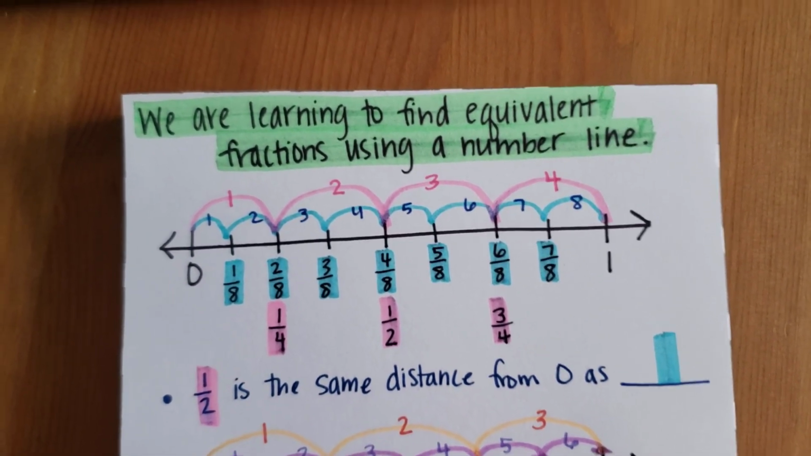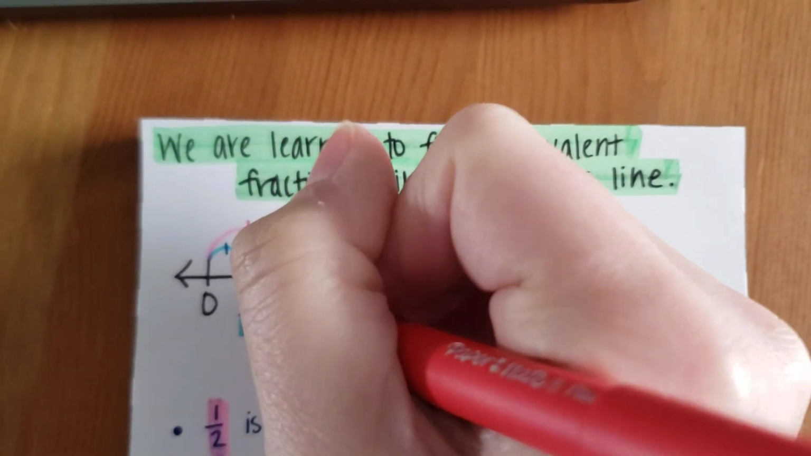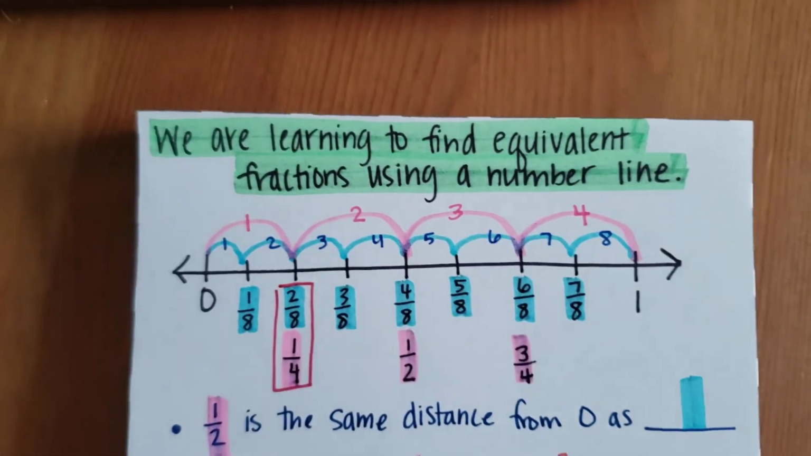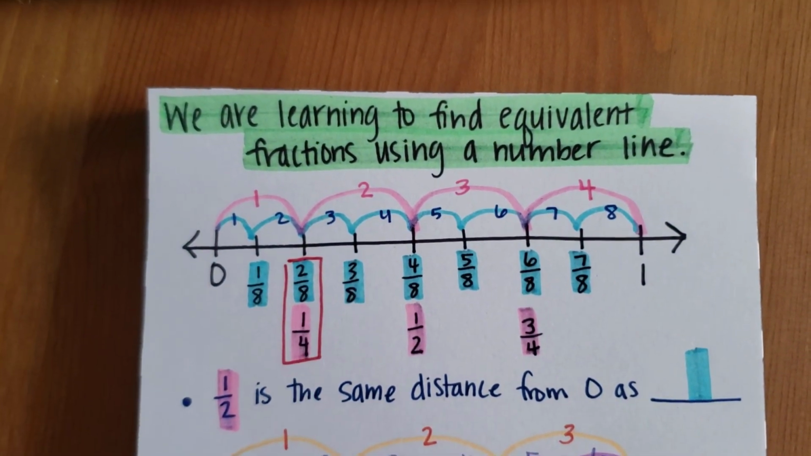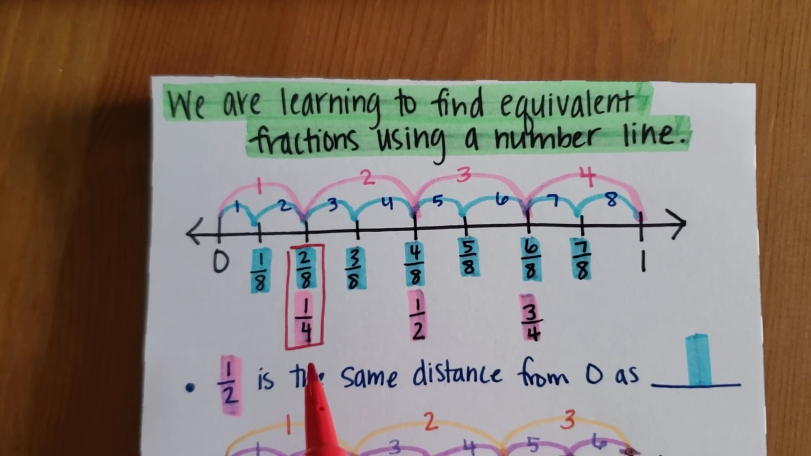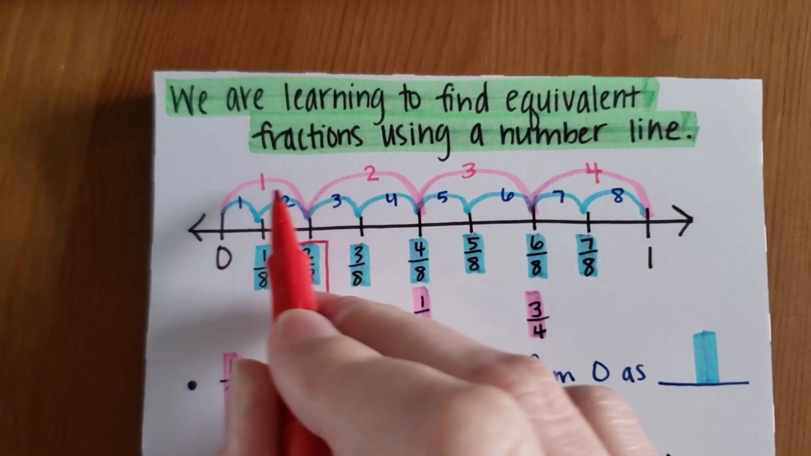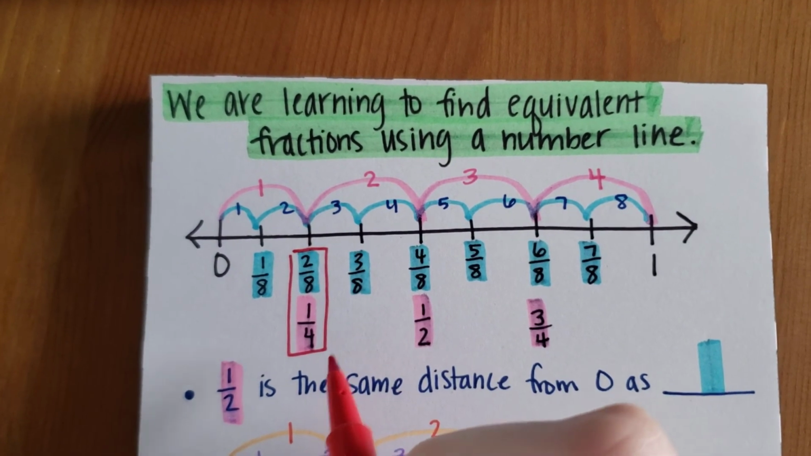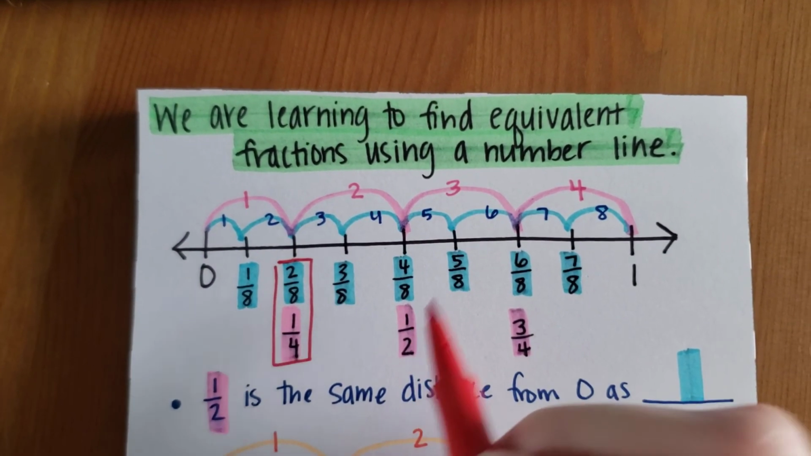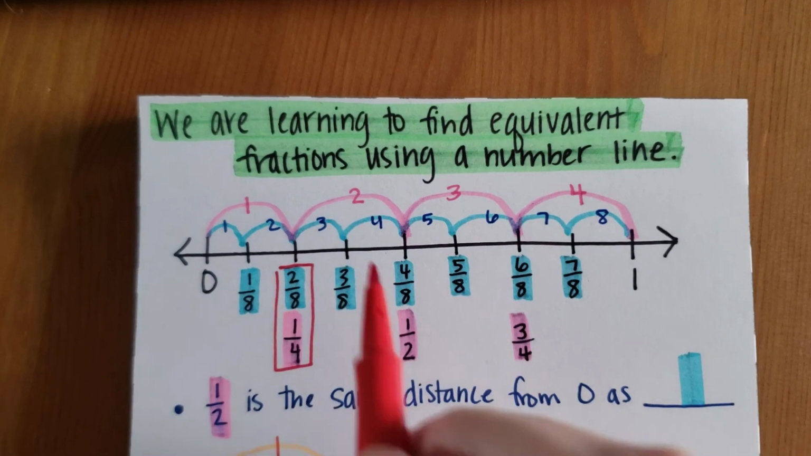When fractions are equivalent on a number line, they line up. So 2/8 and 1/4 are equivalent fractions. They are the same distance, and if you look up here, you can see that they are the same distance. The same with 4/8 and 1/2, and 6/8 and 3/4.